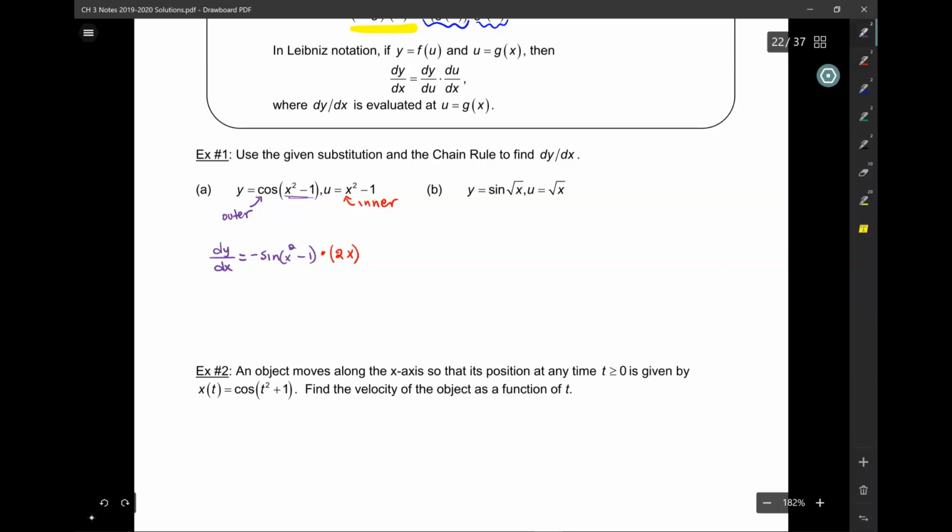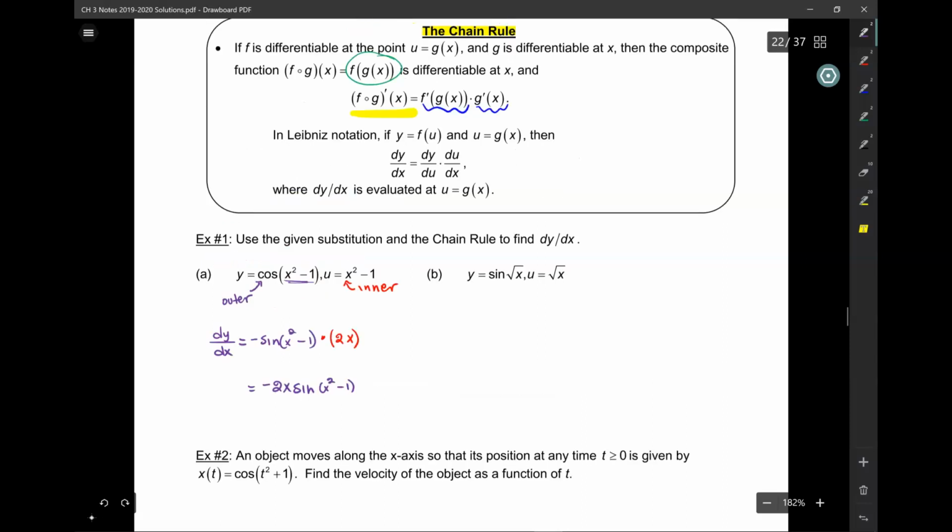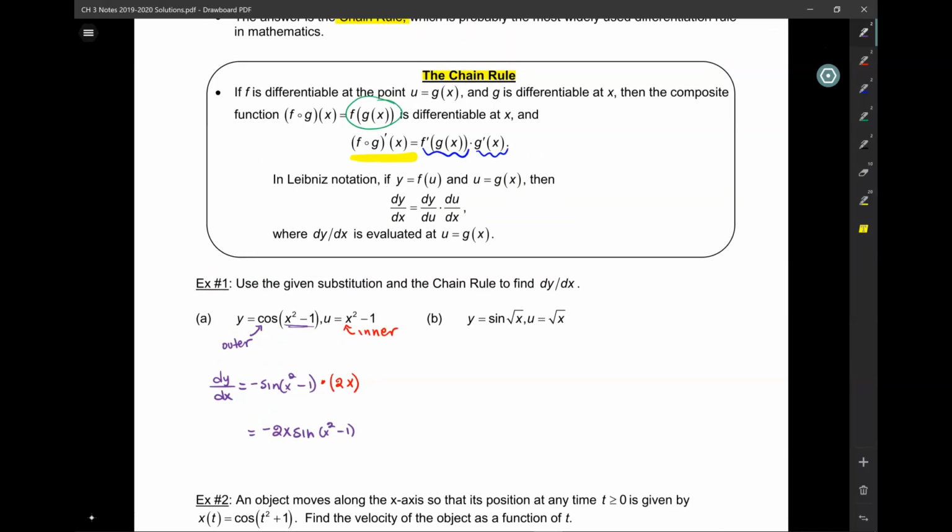So finally, we normally write the algebraic functions first and then the trig, so it's negative 2x sine x squared minus 1. Why did you keep the x squared minus 1? I thought the outer function would just be cosine of x. No, because it's cosine of x squared minus 1. And all of these, look, it's f prime of g of x. So you have to keep that one. Otherwise, you're changing the problem. That is just the derivative of cosine x. All right, let's do this next one.